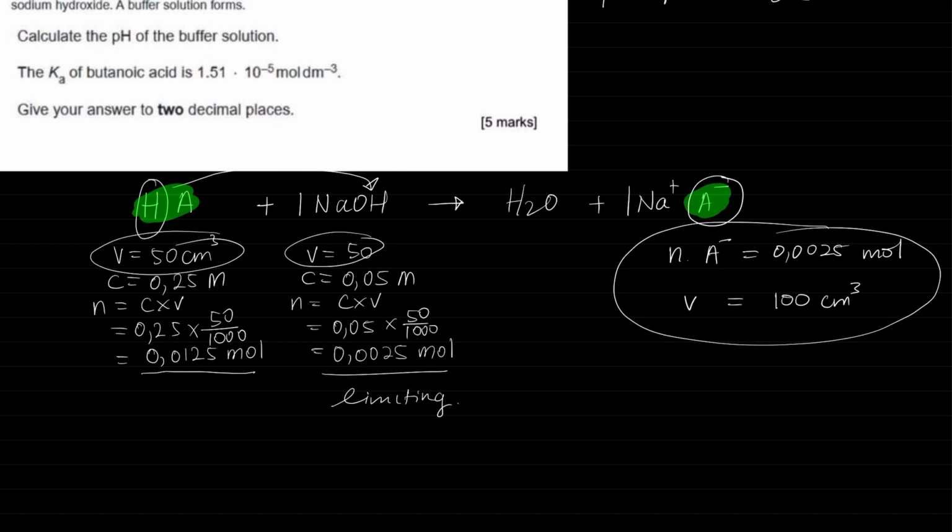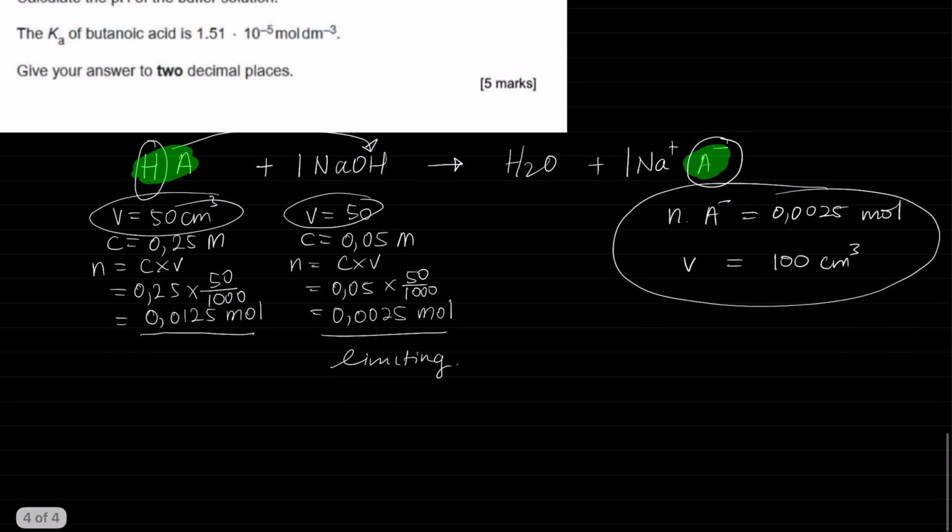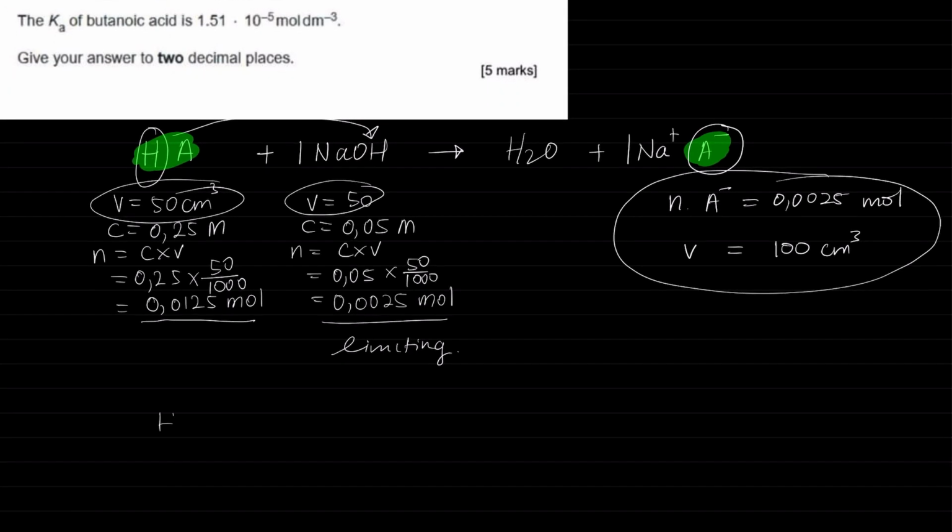Now we need to look at the amount of acid that's left over. So the amount of acid that's left after this reaction is going to be 0.0125 minus 0.0025, and that's 0.01 moles. But again, this is left over in 100 cm³.